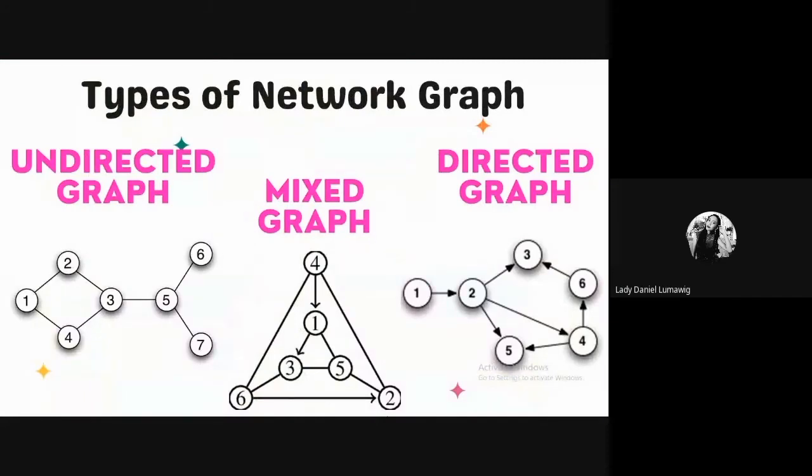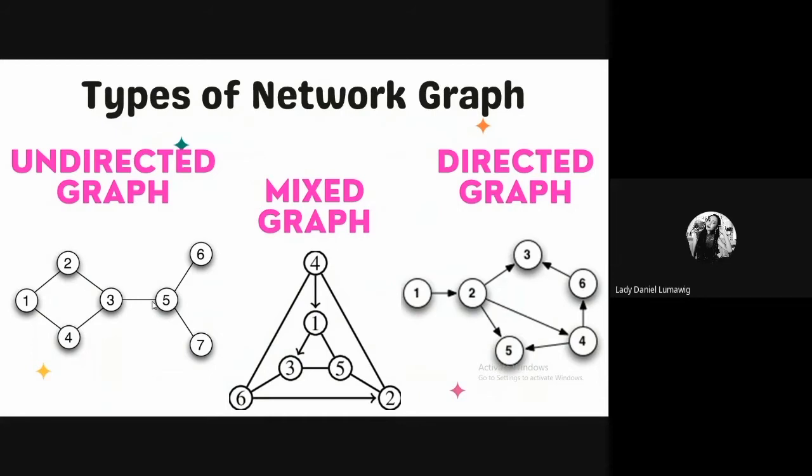So in this graph here, itong mga circle na nakikita natin, itong 1, 2, 3, 4, 5, 6, 7, ito yung tinatawag natin na nodes. Itong mga lines naman na nagko-connect ng mga circles, ito naman yung tinatawag natin na arcs. So, the nodes and arcs, ito yung ginagamit natin na term sa ating network model. So here we have the types of network graph. The undirected graph, directed graph, and mixed graph.